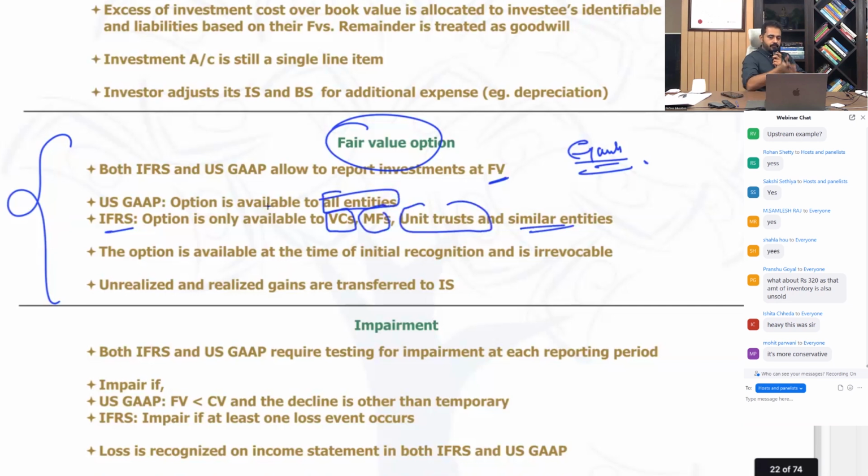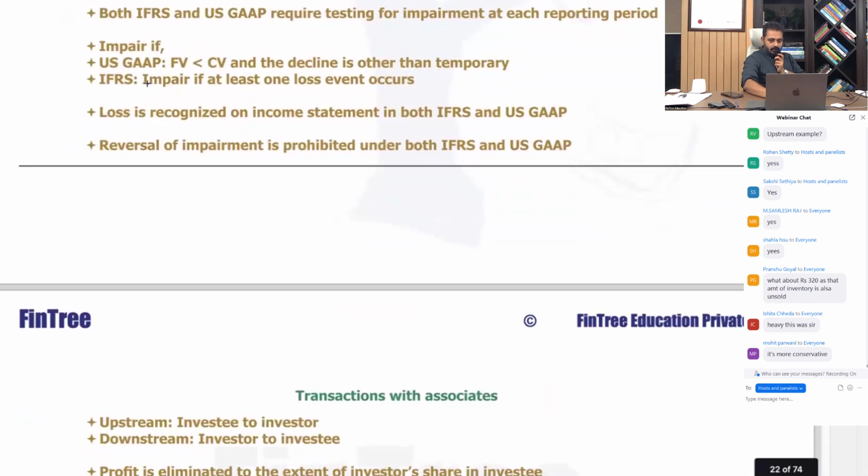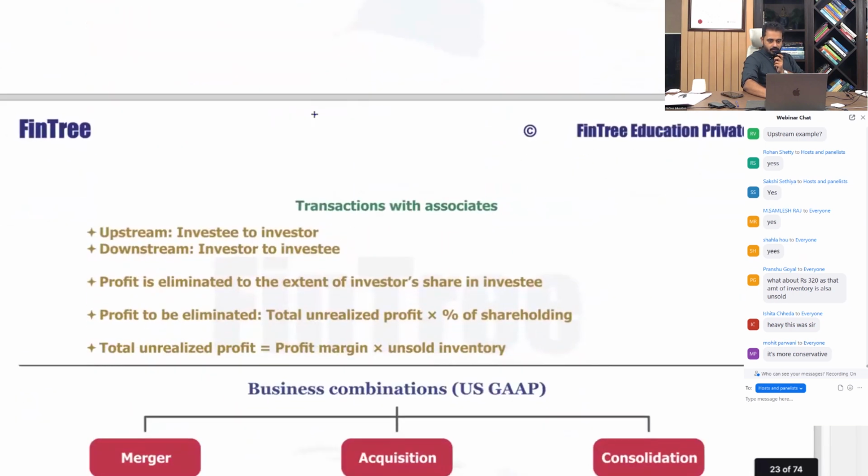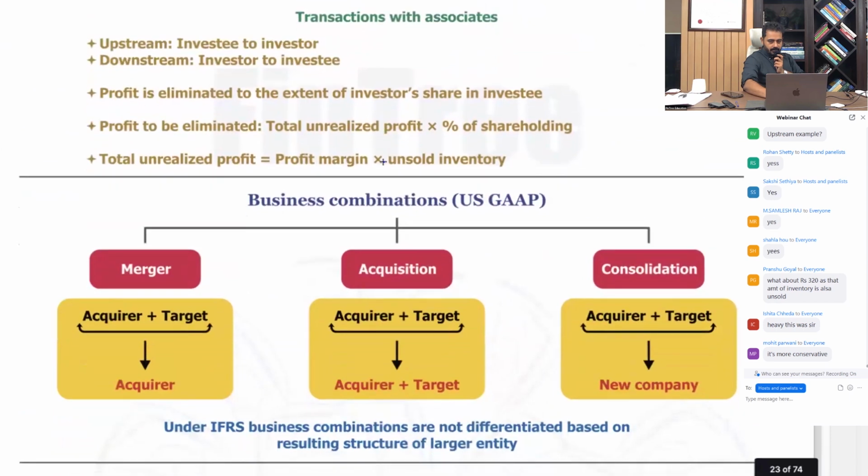Can I change from one to one? No, irrevocable. Once you choose, you're stuck there. And then where will unrecognized and unrealized gains go? They go to income statement. This is the fair value option. All right, impairment part. I think I'm going to skip through this. We'll do impairment a little later.